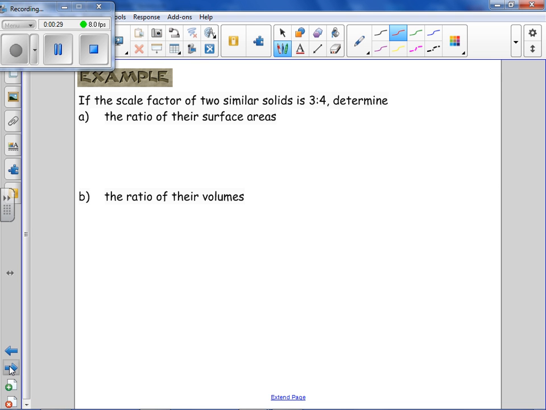So first one, it says if the scale factor of two similar solids is 3 to 4. So that is my a to b. If I want to find the ratio of their surface areas, right, area is a squared then to b squared. So I'm going to have 3 squared to 4 squared. 3 squared is 9. 4 squared is 16.